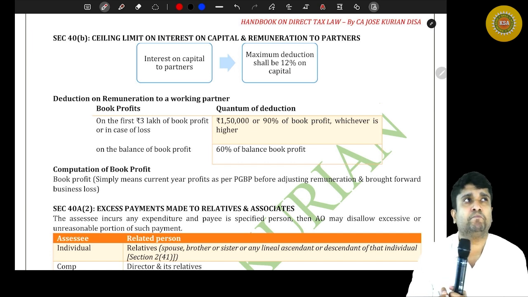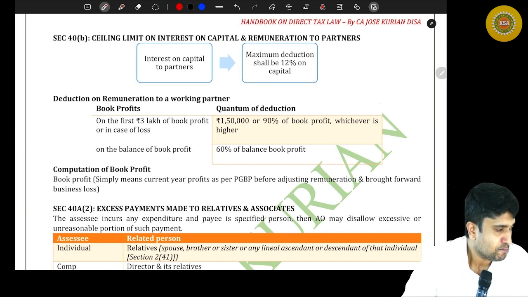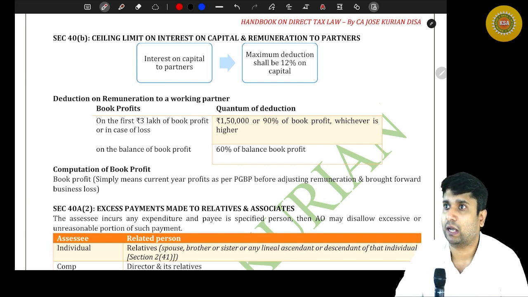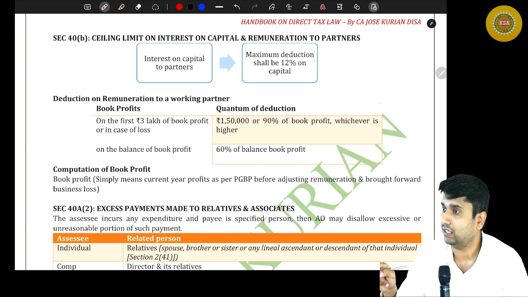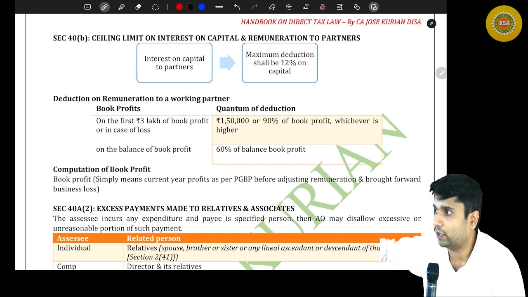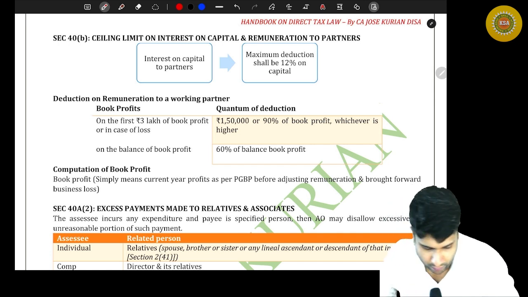In page number 29, this is actually very important. I think in May 23, if I'm not wrong, they asked the question, compute the total income of a partner. And they have adjusted the thing which I'm about to discuss right now. Are you all with me? So listen.